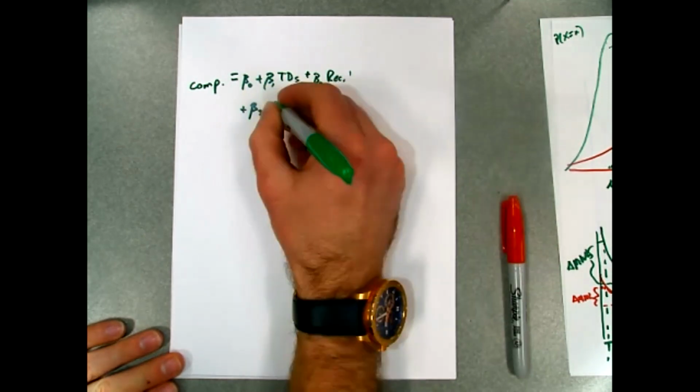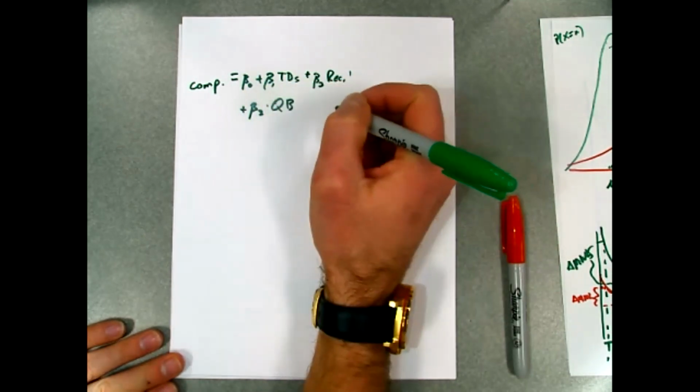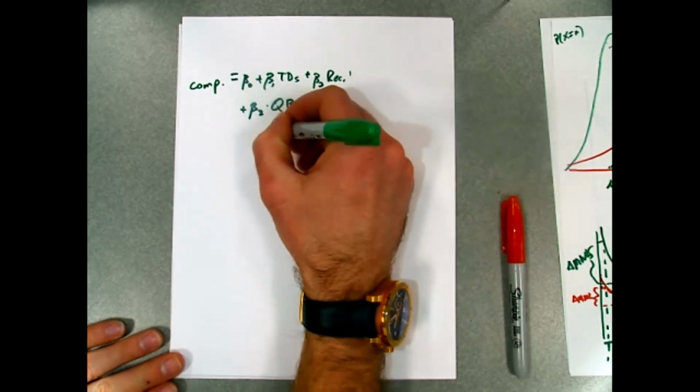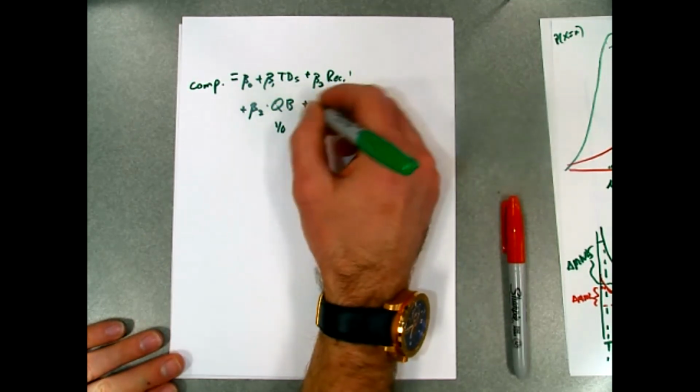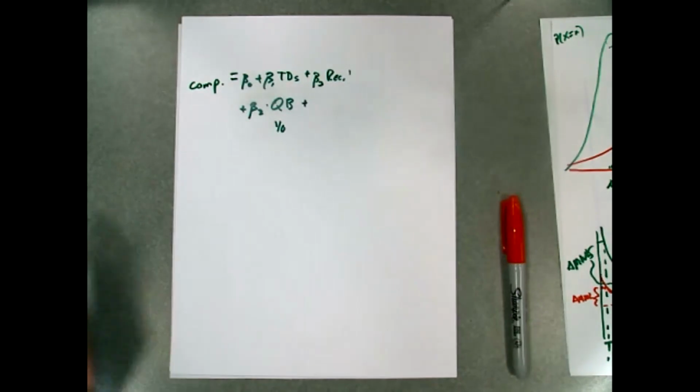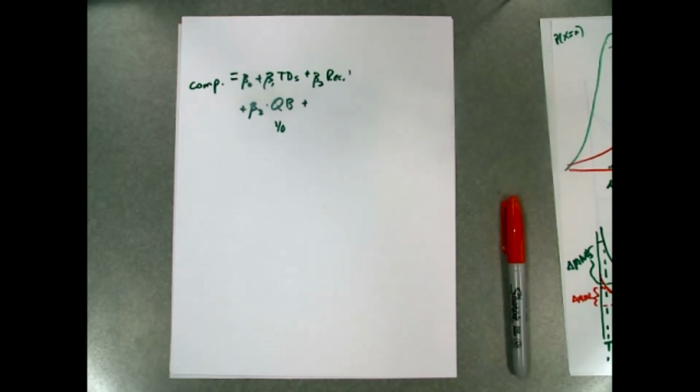So maybe was the player, do they play the position of quarterback? And that would just be a 1 or 0 variable. And then add in indicator variables for every other position as well, right? And maybe you want to throw in some year controls as well to control for what the year was that the draft was occurring.